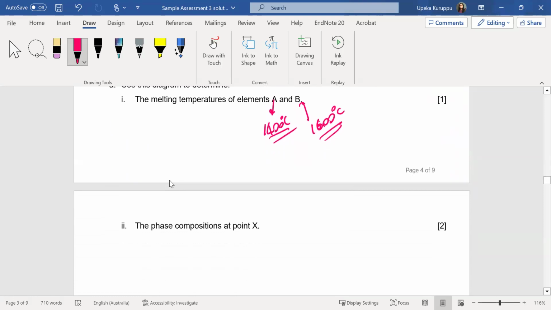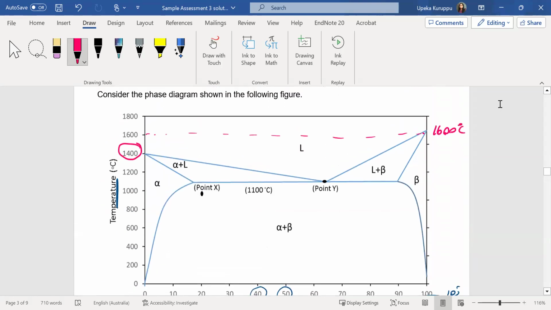Now they are talking about the phase composition at X. So where is the point X? Point X is here. So point X consists of two solids. Am I right? So in general, when you consider alpha and beta together, it has 20% of B and 80% of A. Agree?